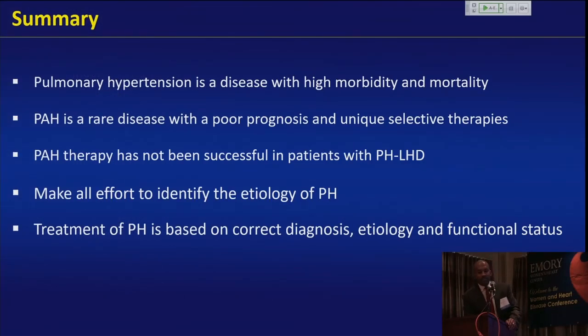So pulmonary hypertension is a disease with high morbidity and high mortality. PAH is a rare disease with poor prognosis and unique selective therapies. Not all of these therapies are associated with improvement in symptoms and quality of life. However, data is lacking on showing mortality benefits. Make all efforts to identify the etiology of PH. Treatment of PH is based on the correct diagnosis, the etiology, and the functional status.